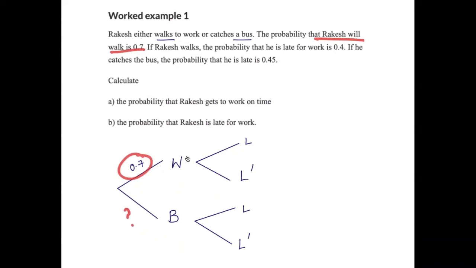Then the question says the probability that Rakesh will walk is 0.7. So what is the probability that he goes by bus? 0.3. So 1 minus 0.7, that is 0.3. Now the question says, if Rakesh walks, the probability that he is late for work is 0.4. So there is a 40% chance that he is going to be late. Okay. What is the probability that he is not going to be late? 0.6. Then the question says, if he catches the bus, the probability that he is late is 0.45.